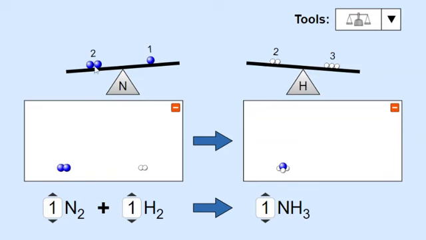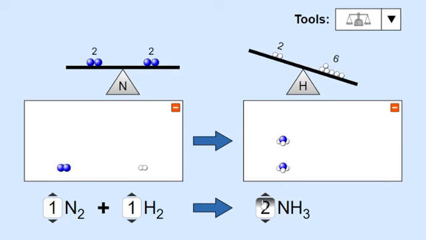So what times 1 equals 2? That should be easy. 2 times 1 equals 2. So what you're going to do is take the number you multiplied by and put it in front of where you find that element. So you see N here on this side of the equation. Remember, that is the lower side. It has 1. So you see N on this side. I'm going to make this a 2. And by doing that, we balanced N's.